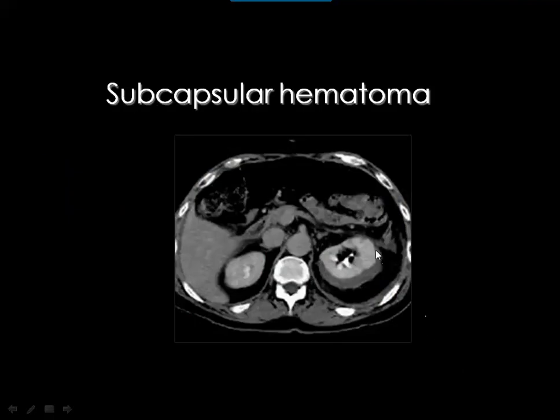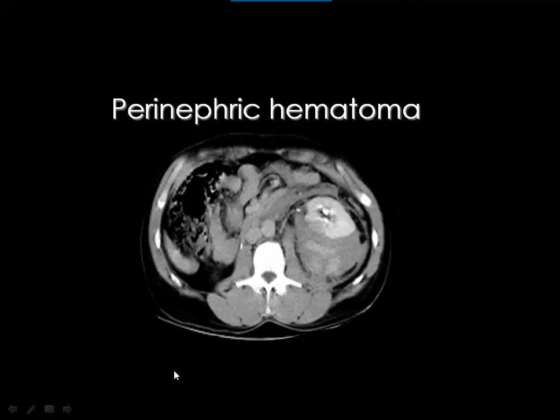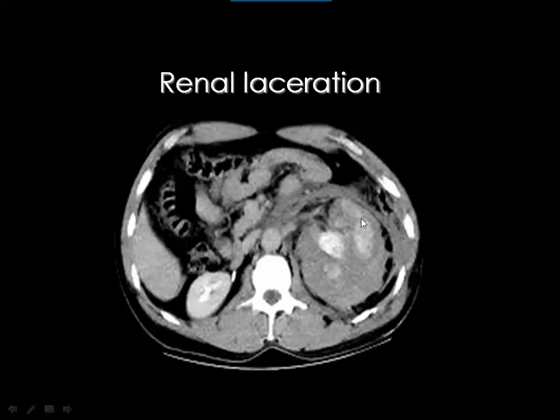And this is a subcapsular hematoma, which is confined to the renal capsule around the enhancing renal parenchyma. One of the common causes for this subcapsular hematoma is the biopsy techniques. Then perinephric hematoma is a larger hematoma which will extend outside the renal capsule into the perinephric space. Here you see a good amount of blood displacing the kidney anteriorly. And here you see multiple non-enhancing shadows within the renal parenchyma representing renal lacerations together with a huge perinephric hematoma.